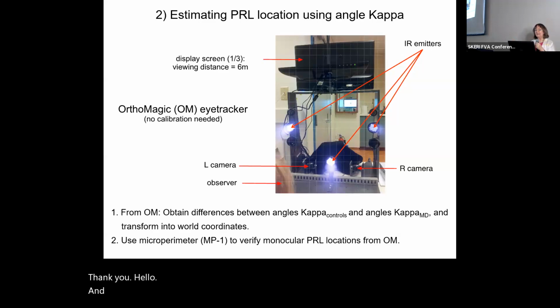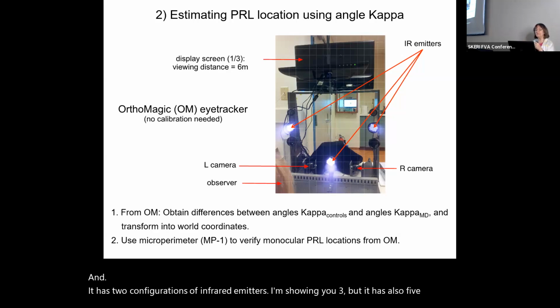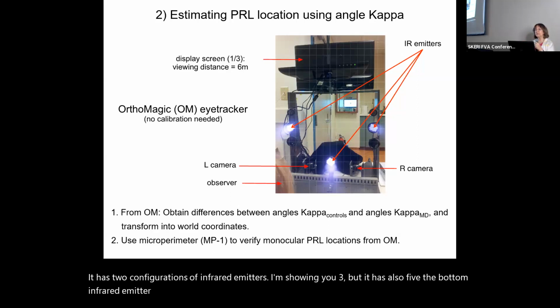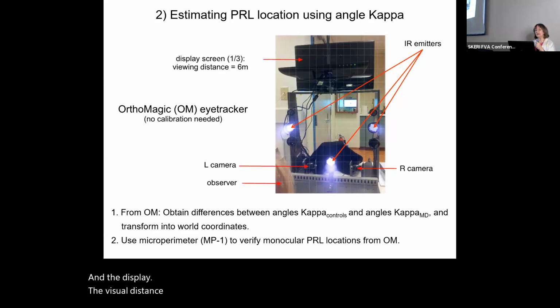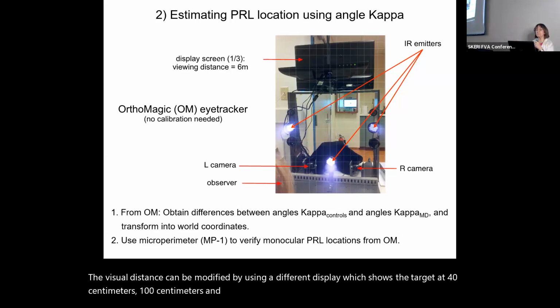And it has two configurations of infrared emitters. I'm showing you 3, but it also has 5. The bottom infrared emitter is always present. It has 2 cameras. And the visual distance can be modified by using a different display, which shows the target at 40 centimeters, 100 centimeters, and 6 meters by means of a mirror. I don't know if you can see at the very end, there is a fixation target at 6 meters.